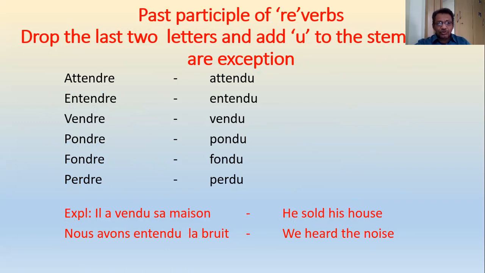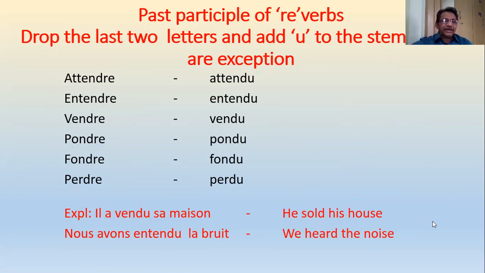But when it's an RE verb like attendre, the last two letters RE are removed, and in their place, the letter U is added. For example, attendre, past participle is attendu. Entendre, past participle is entendu. It goes on like that. That is how the past participle is framed. The past participle of the RE verb is formed like this.